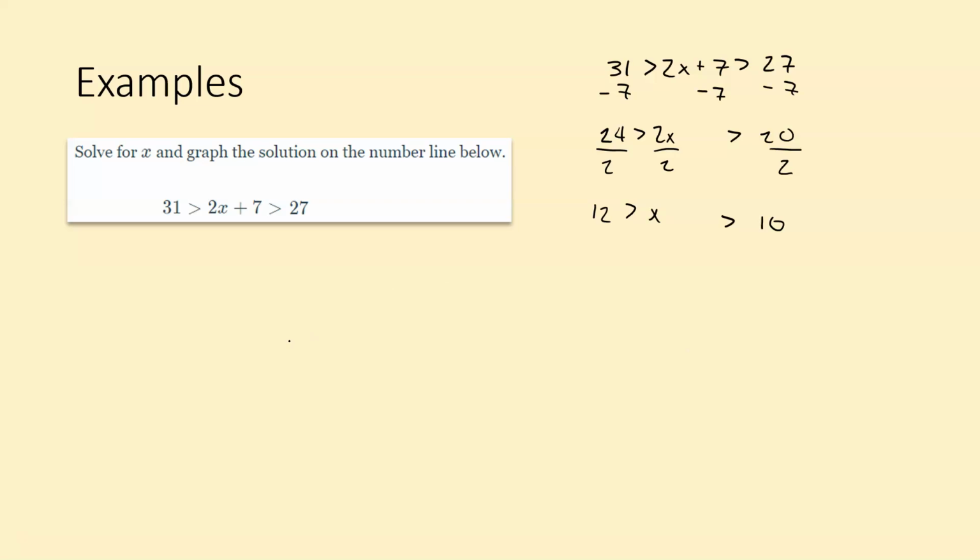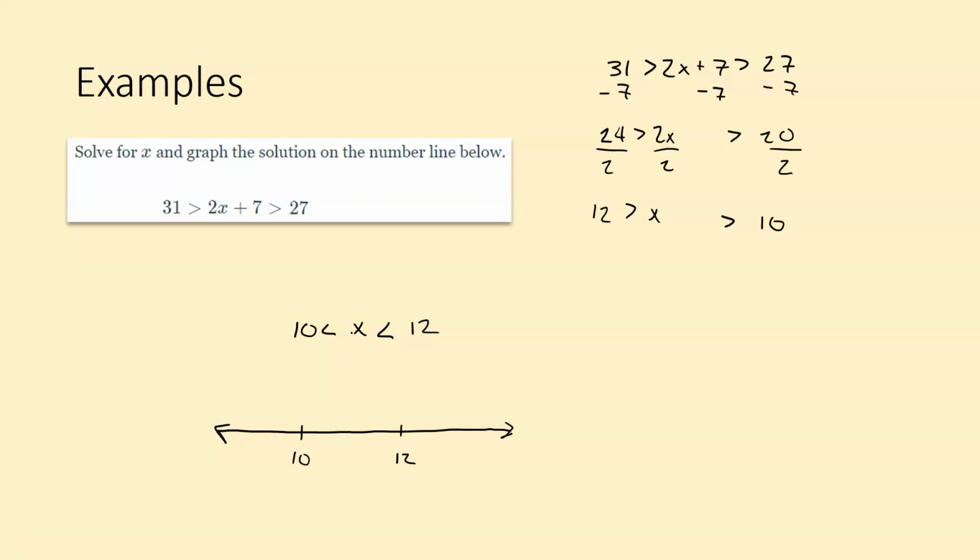And we want to write these usually from least to greatest. So I would say 10 is less than x is less than 12. I'll flip it around. And the reason why I want to do this is because that is how our number line is set up. So that's going to help us make sure our number line is in order.